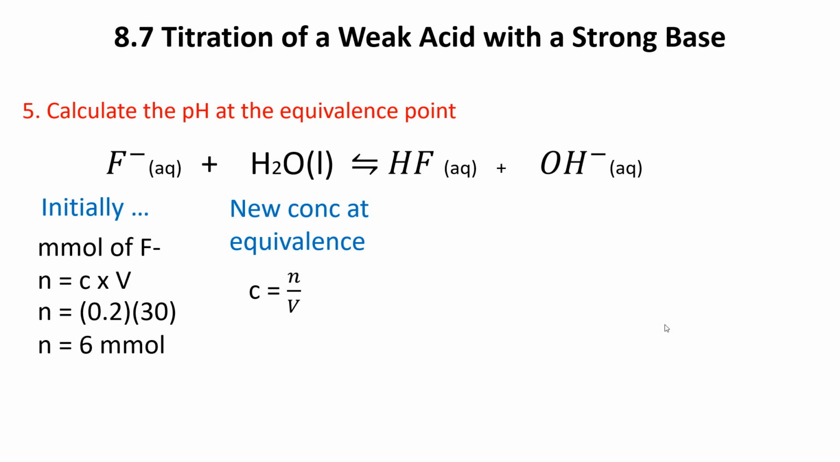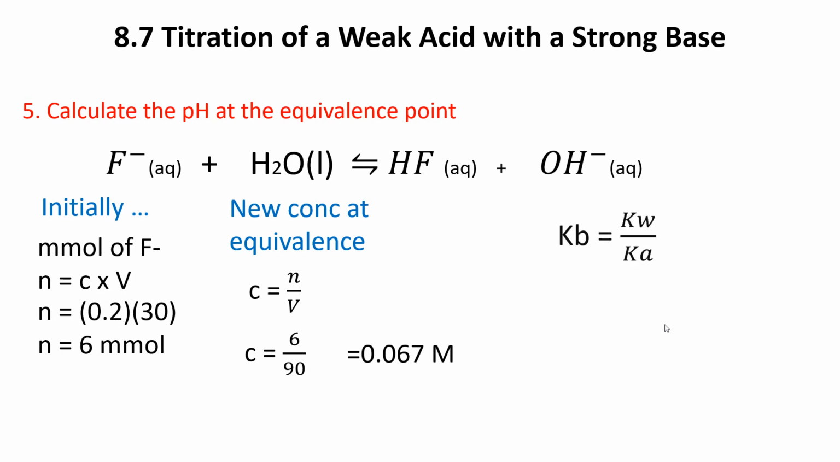So the concentration of the solution, the n is going to be the 6 millimoles, and the V is going to be, well, the volume that is present in our flask. Remember, we started with 30 mils of acid, we added in 60 mils of base. That gives us a total volume of 90 that's in there. So that is going to be the concentration of our solution that is present.